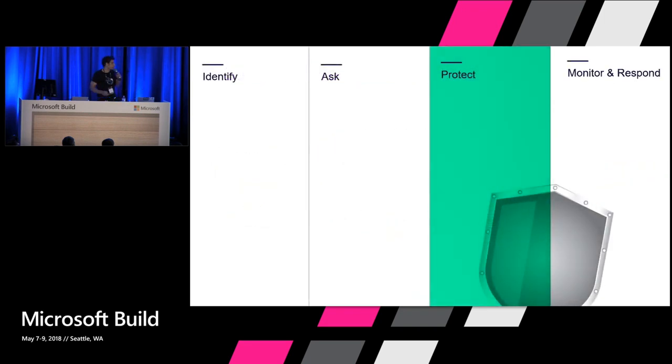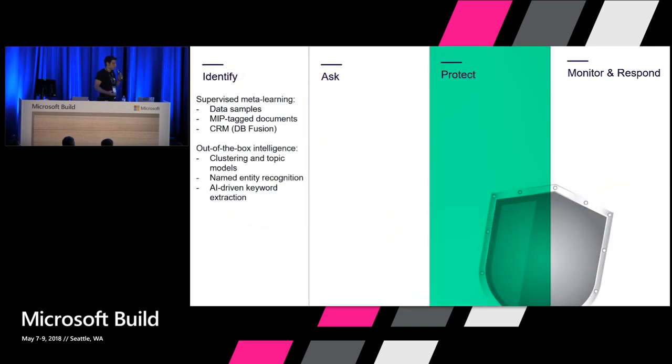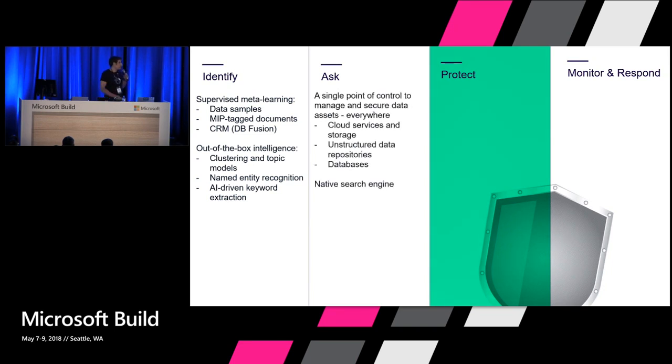Good, so how does it work? First of all, we identify the data. We categorize the data using data samples or MIP data samples that we get. And we bring also out-of-the-box AI, which is clustering, topic modeling, and others. And then it's a Google-like search engine that works on structured, unstructured, cloud services, and others.